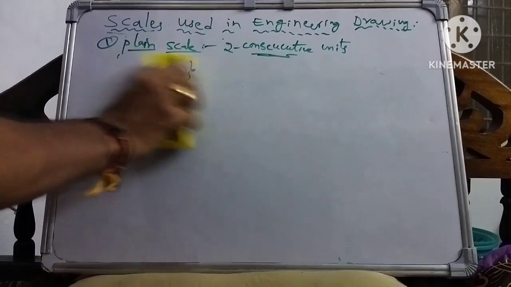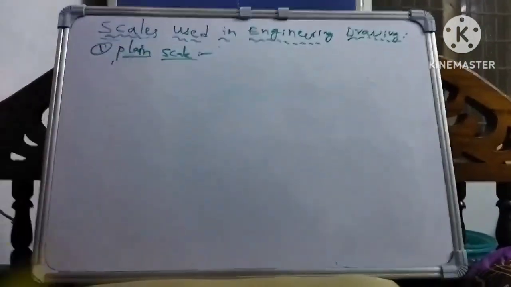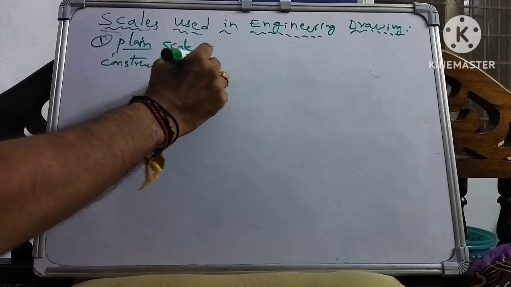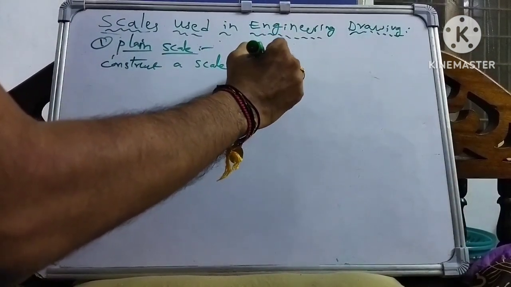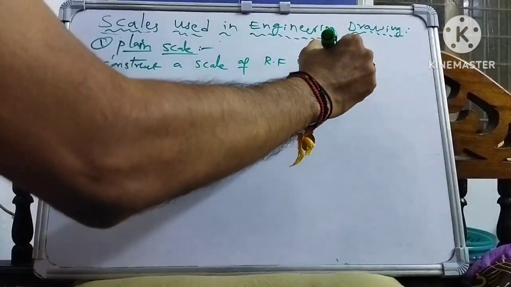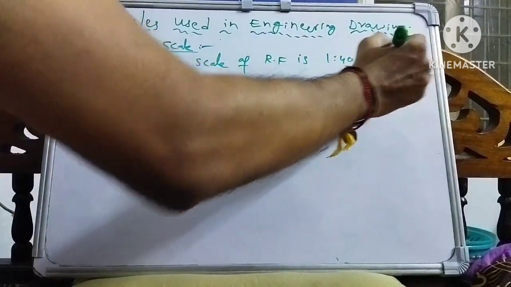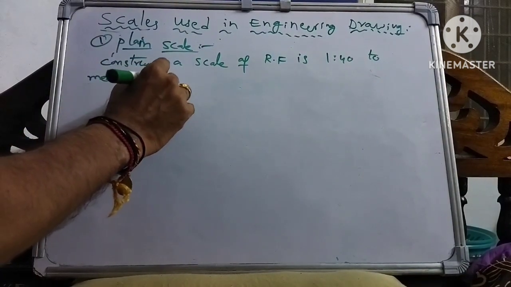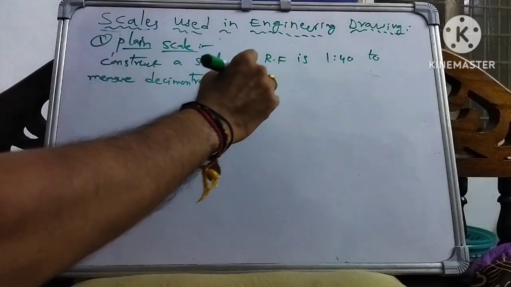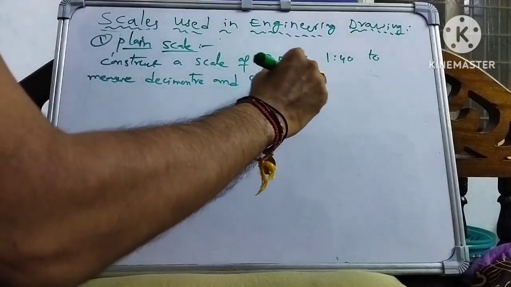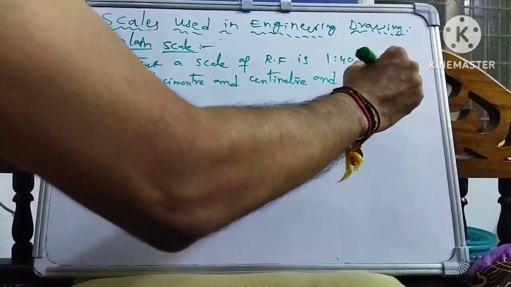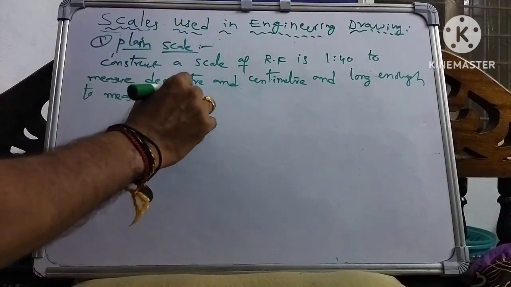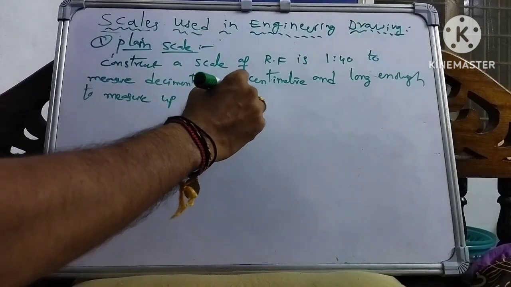ఓకే, సో దీని మీద ఒక ప్రాబ్లం చూద్దాం. ఫస్ట్ ఒక ప్రాబ్లం చూస్తే మీకు క్లియర్గా అర్థమైంది, రైట్? ప్రాబ్లం ఎలా ఉంటుందంటే, కన్స్ట్రక్ట్ ఏ స్కేల్ ఆఫ్ RF is 1:40 to measure decimeter and centimeter and long enough to measure measure Yeah, up to I love you here. up to 6 meter. Daddy.